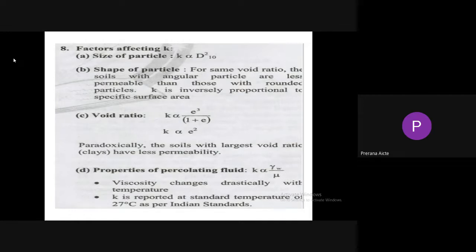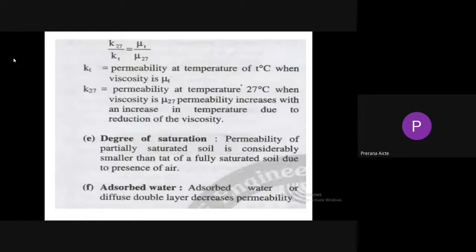Next, properties of percolating fluid. K is directly proportional to the unit weight of water divided by the viscosity of the percolating fluid. The viscosity changes drastically with temperature, so K is reported at a standard temperature of 27 degrees centigrade as per Indian standards. As viscosity increases, the coefficient of permeability decreases, inversely proportional. As unit weight of water increases, the coefficient of permeability increases, and vice versa, so it is directly proportional to the unit weight of water.